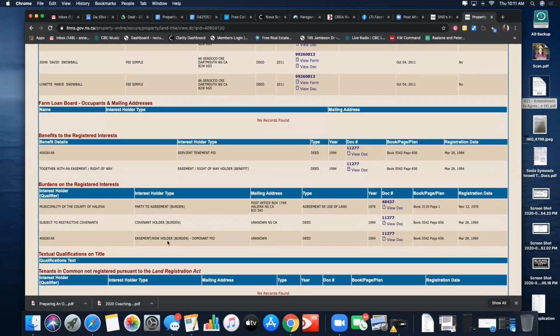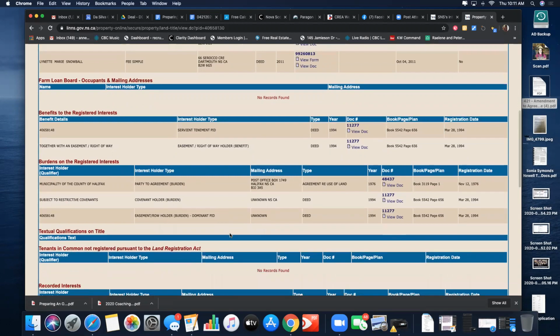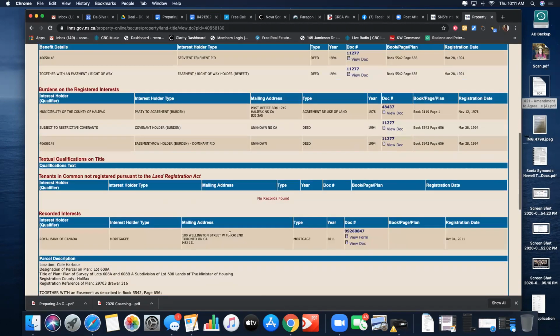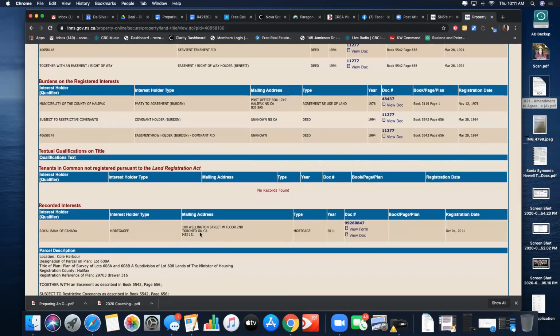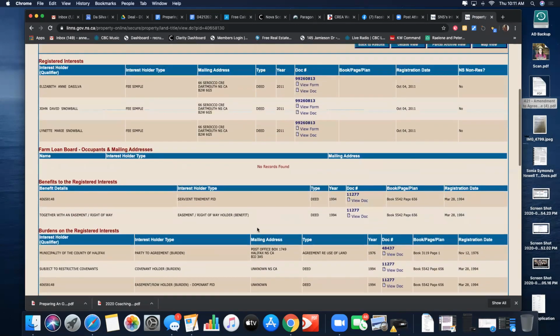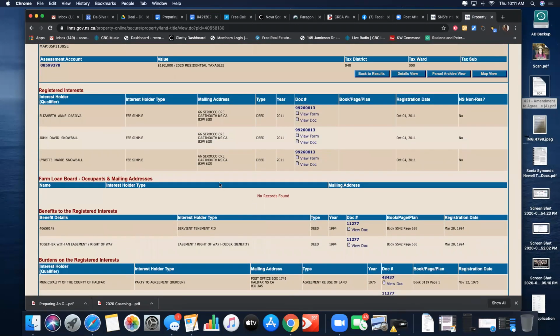We can see that there's an easement across the property. We might want to check that before we go. Then I can also see the mortgage, and to see that there is a mortgage, okay? So when we're going through there, you're getting a feel of what's happening. You're looking to see that there's not anything else recorded against here.